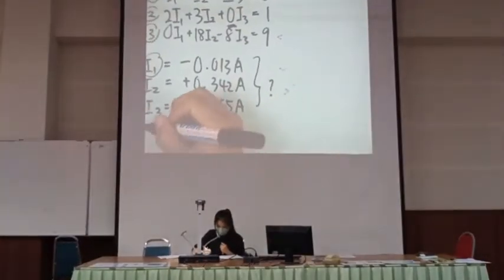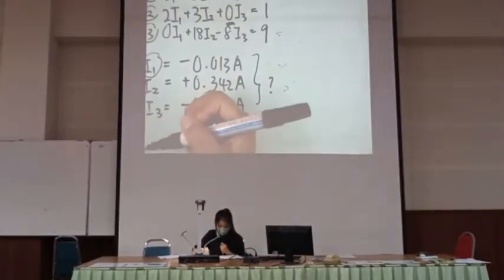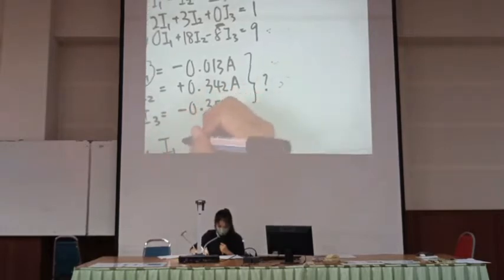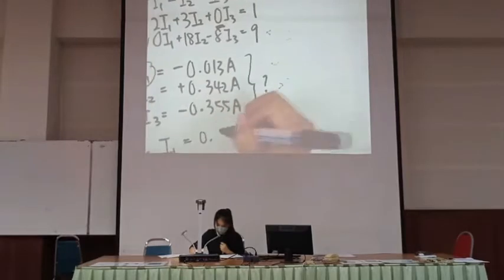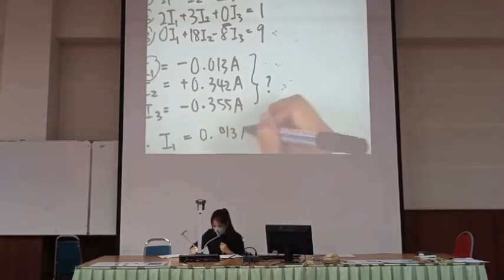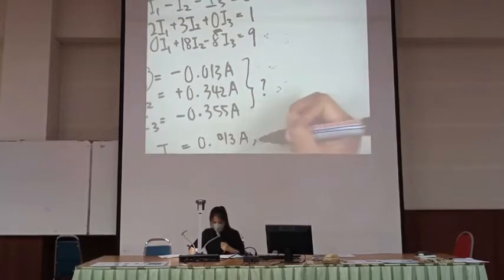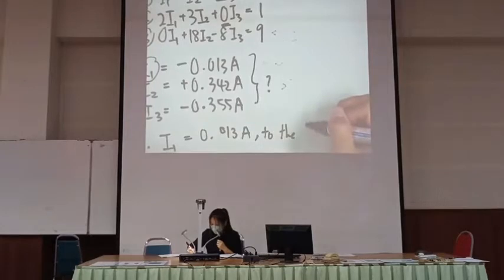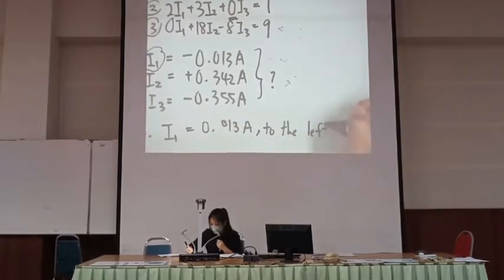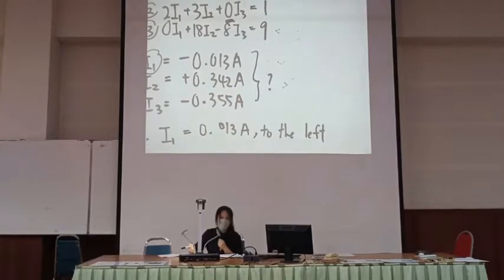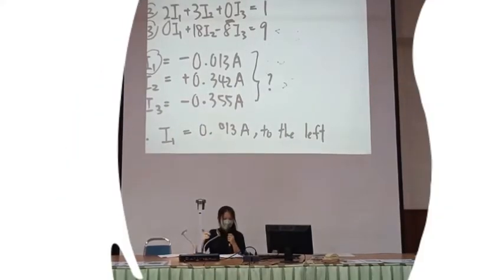Then lastly, we can just do the conclusion. I1 is equal to 0.013 ampere to the left, because the sign is negative, so it is to the left. Okay, thank you. That's all.